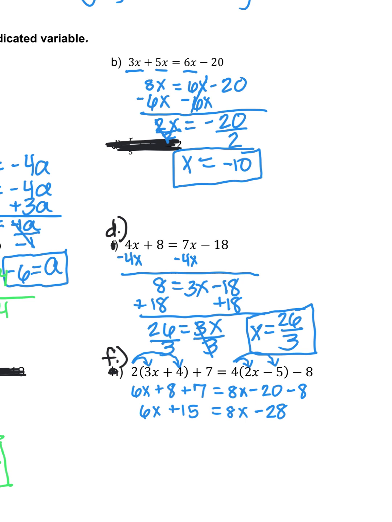Now it is time to put the x's on one side and the number on the other. I like to move the smaller x to the bigger x, so minus 6x on both sides. And these two cancel out. We are left with 15 equals 8x minus 6x equals 2x. Bring down our negative 28. Again, we're isolating x, so let's go ahead and move that 28. So it's negative 28, so we do a positive 28 on both sides.